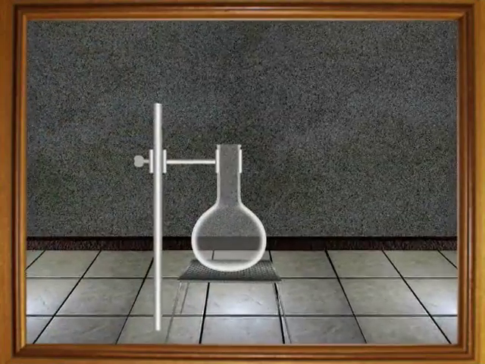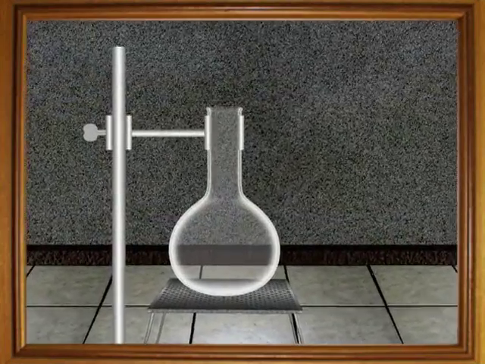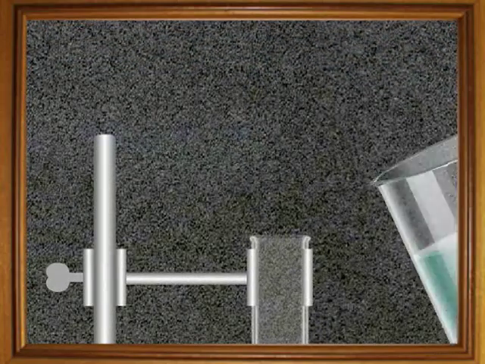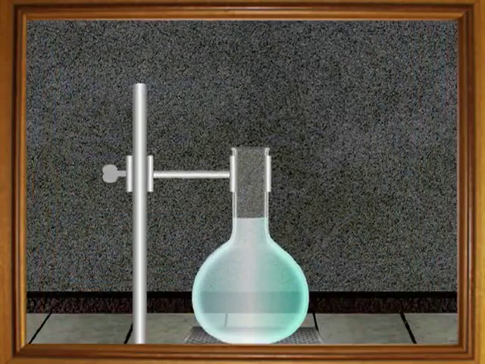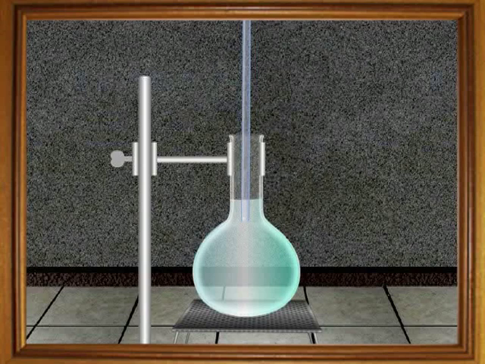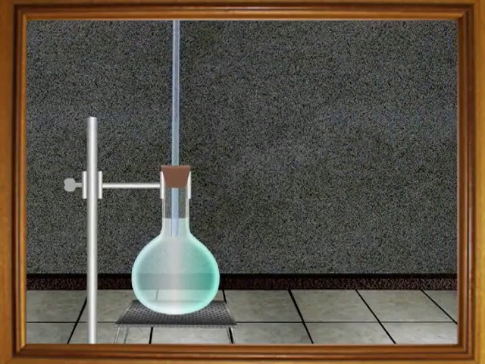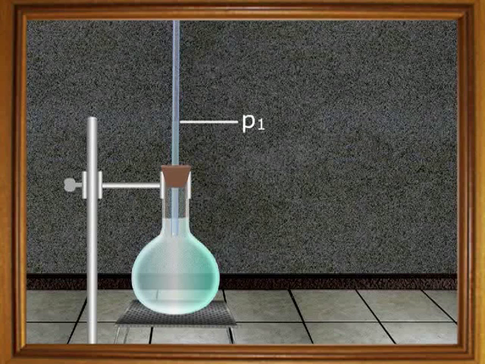Now let us perform another activity to show the expansion of liquids. Take a round bottomed flask as shown here. Let's fill it with colored water up to its neck. Insert a long capillary tube in a single holed rubber cork and fit it to the neck of the round bottomed flask. Place the entire apparatus on a tripod for heating. Mark the position of the water level in the capillary, say P1.